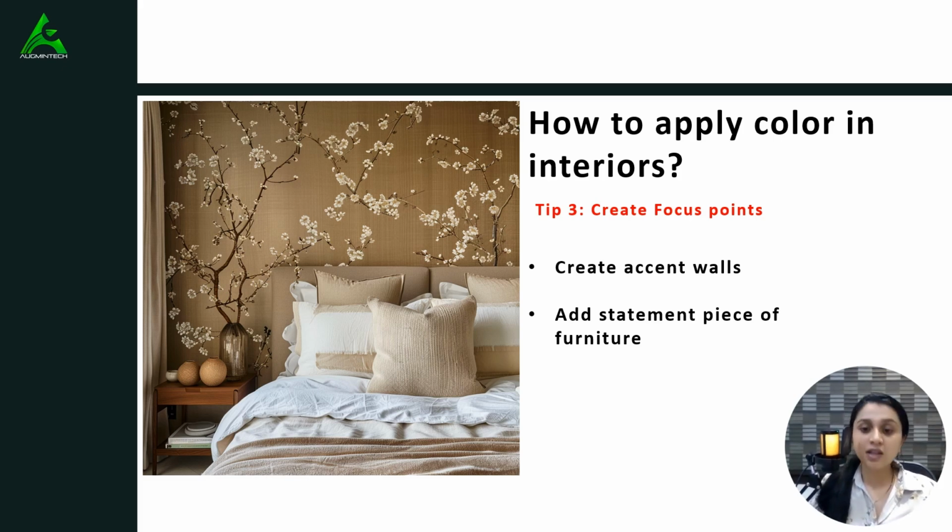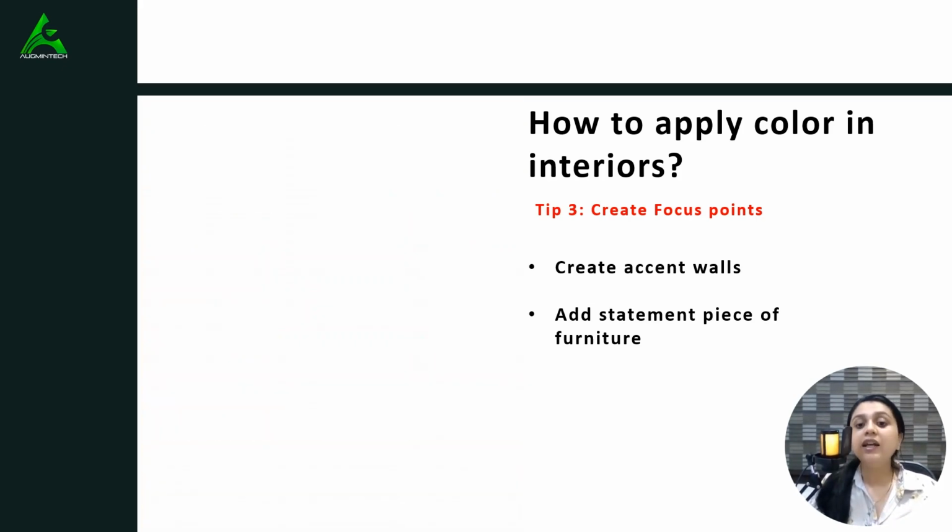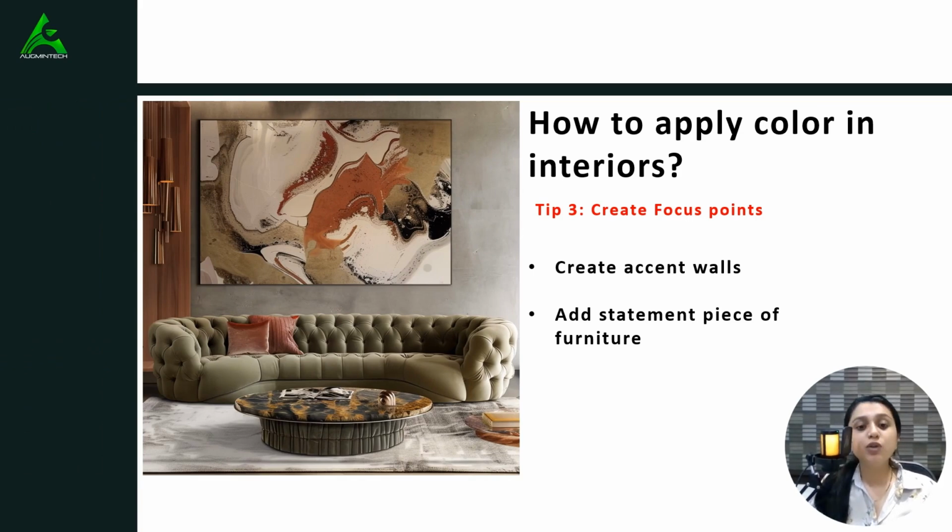Now the next thing that I've mentioned here is adding a statement piece. Now think about this wall. This is a very plain wall with your cement texture, but just adding one big artwork is creating so much emphasis on that wall. This is the one thing that you can do to create focus. Now if you want anybody to look at a certain point, you can always use artwork.